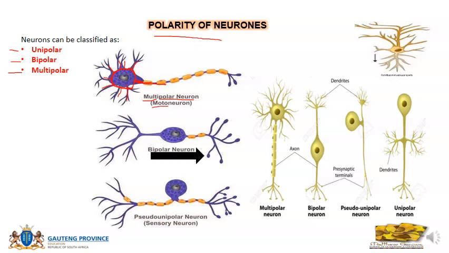Looking at the second neuron here, first we identify the cell body and we ask ourselves how many cytoplasmic extensions are directly touching this cell body. I will have here 1 and 2. 2 is bi, so this neuron will be a bipolar neuron, and this is an example of a sensory neuron.